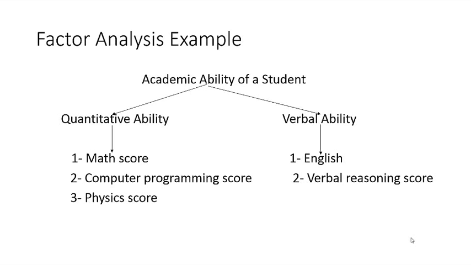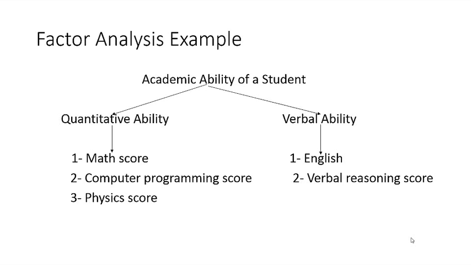Okay, mathematics score is correlated to computer programming score, and mathematics score is again correlated with physics, and they're all correlated among themselves. But it's very unlikely that mathematics score will be correlated to English, right? It may not be correlated. But English score will be correlated with verbal reasoning score.